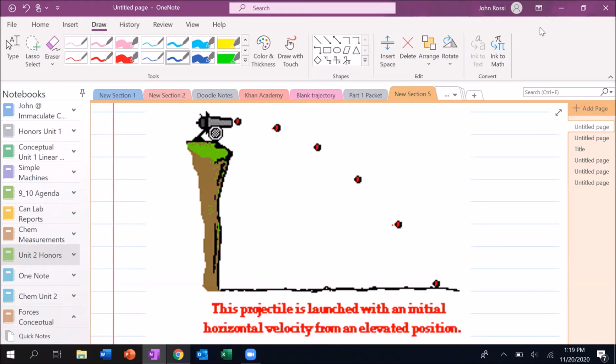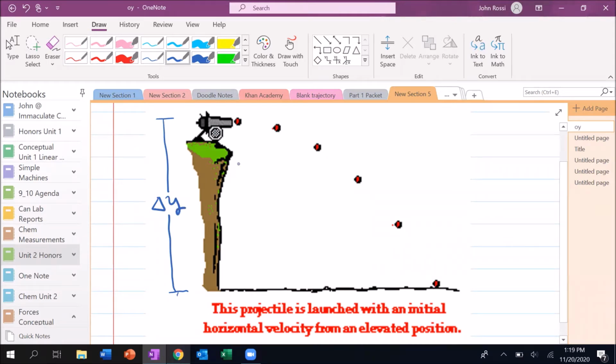Okay, I want to go over some fundamental assumptions about horizontally launched projectiles with you. So we can imagine the cannon is at a height above the horizontal. The distance from the cannon to the ground is your displacement in the y.